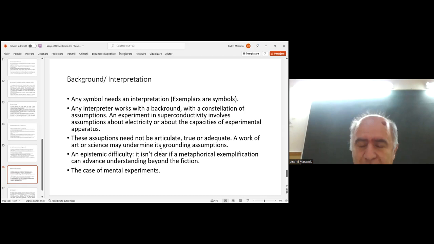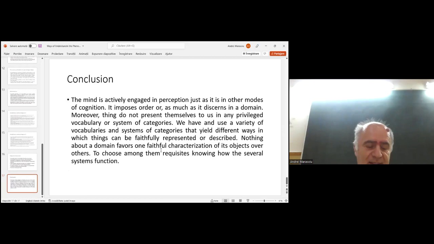So the conclusion is that the mind is engaged in perception just as it is in all the other modes of cognition. It imposes order, or as much as it discerns in a domain. Moreover, things do not present themselves to us in any privileged vocabulary or system of categories. We have and use a variety of vocabularies and systems of categories that yield different ways in which things can be faithfully represented or described. Nothing about a domain favors one faithful characterization of its objects over others. To choose among them requires knowing how the several systems function.